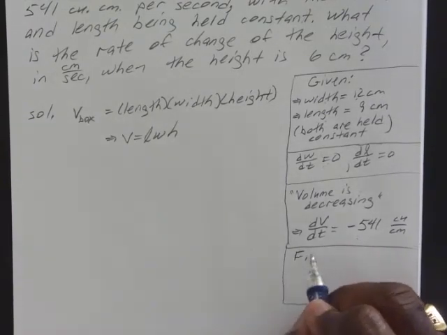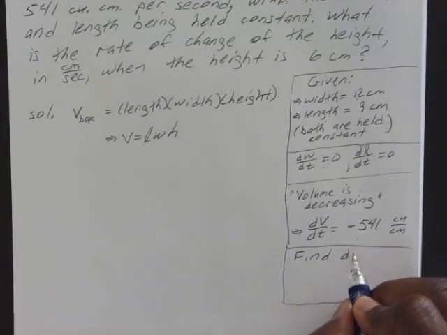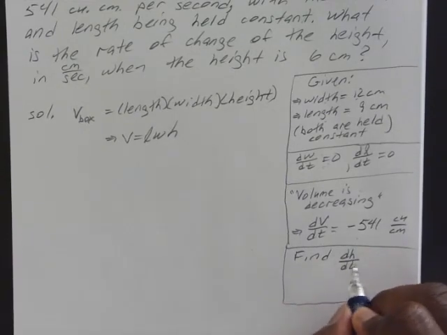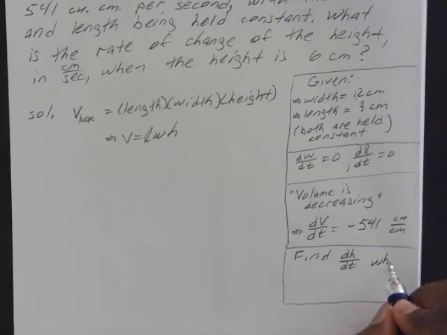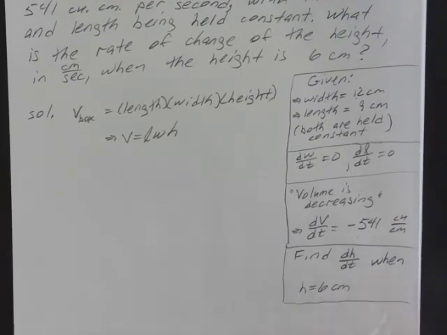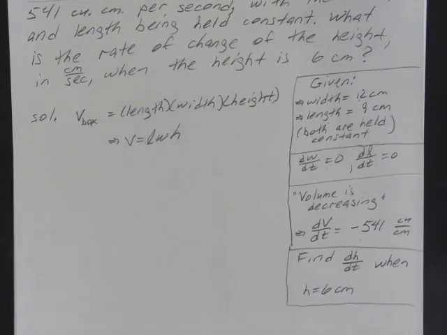So that means we want to find the rate of change of the height with respect to time when the height is equal to 6 centimeters. Okay, so if you have a box and you know the length and the width are remaining the same, it's just getting shorter and shorter and shorter. At exactly 6 centimeters, how fast is it shrinking at that point?